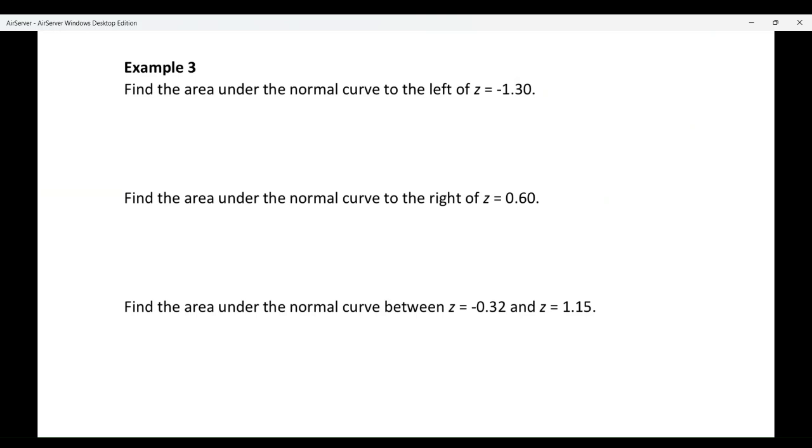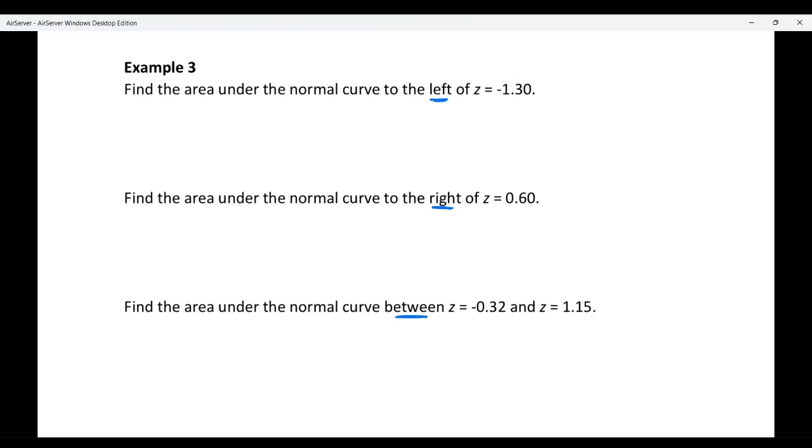Okay, so we are going to find the area under the curve, and we've got three different scenarios. We're going to look at to the left of a value, to the right of a value, and between two values. And this is important because even if you are using something like Excel, you have to be very aware of the numbers that it's going to give you as answers, because they're not always the numbers you're actually looking for. Okay, we'll explain that later.